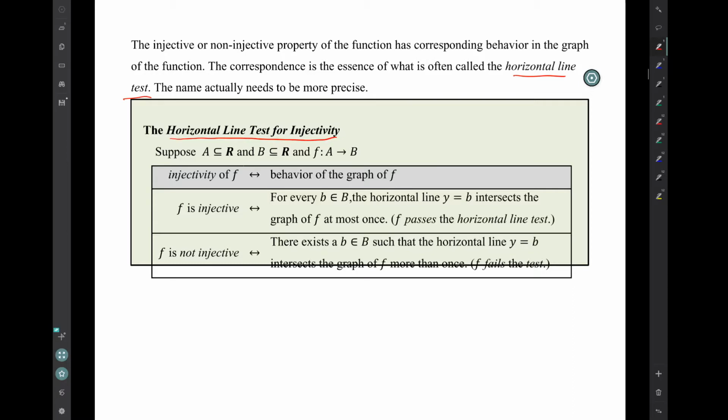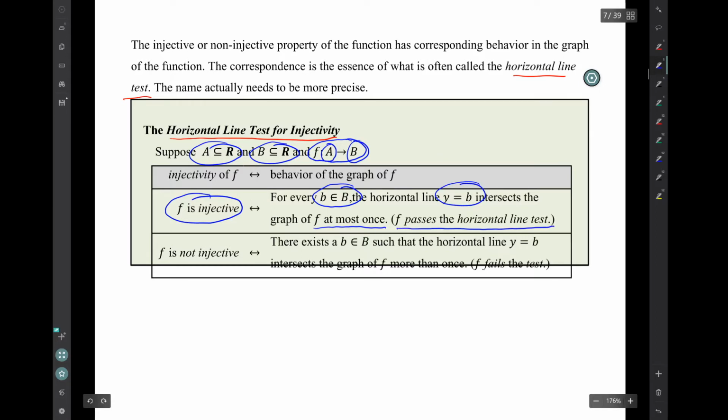So suppose that you have a set capital A that's a subset of real numbers and a set capital B that's a subset of real numbers. And function f is a function with domain capital A and codomain capital B. So capital A are the inputs and capital B are the outputs. Well, if function f is injective, then for every b in set capital B, the horizontal line y equals b intersects the graph of f at most once. That is, we say that f passes the horizontal line test.